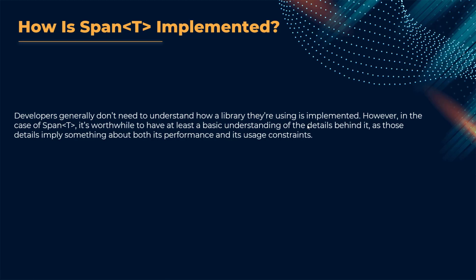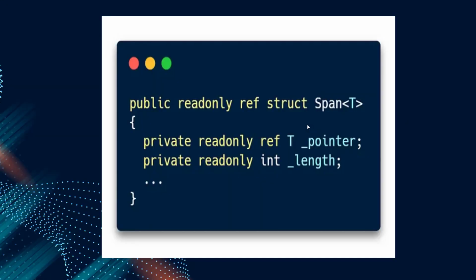So, how is Span<T> implemented? I got this from Microsoft Docs: developers generally do not need to understand how a library they are using is implemented. So thank you so much. The rest is gone. We should not need to know any more. It's as simple as that. I agree with Microsoft. Let's use it instead of going through so many theories.